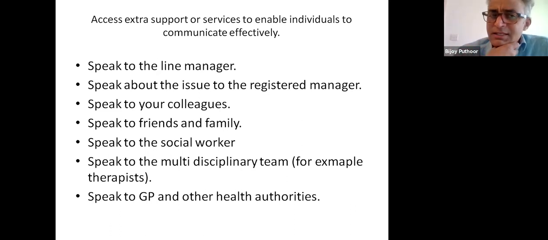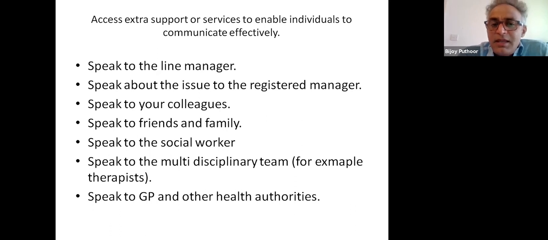And when you write this in, please don't just write these headings. You can explain a little bit to say that I can speak to my line manager. My line manager can contact the GP or the specialist multidisciplinary team, and thereby we are able to get that extra support that the service user needs regarding his or her communication. Registered manager could do the same.